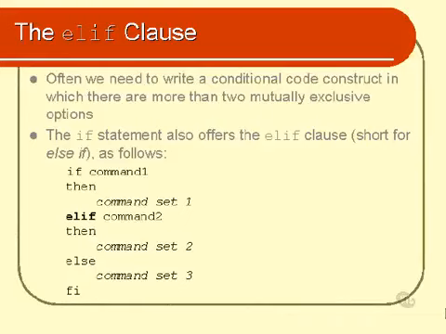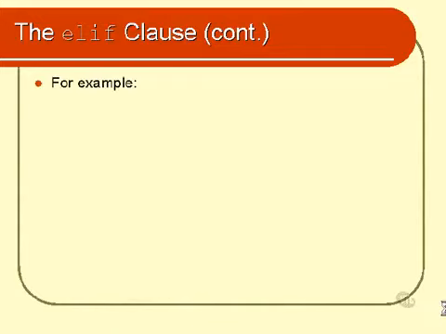Notice that there is the word then immediately after the elif statement, just like there's the word then under the if statement. So that gives us 3 possible conditional code blocks. Here's an example of that.